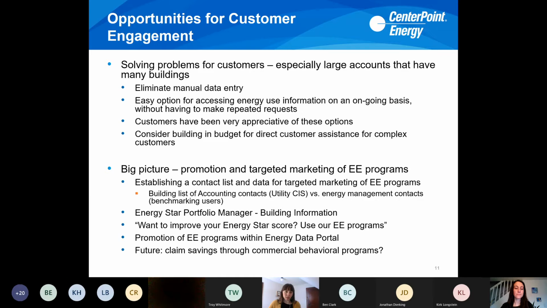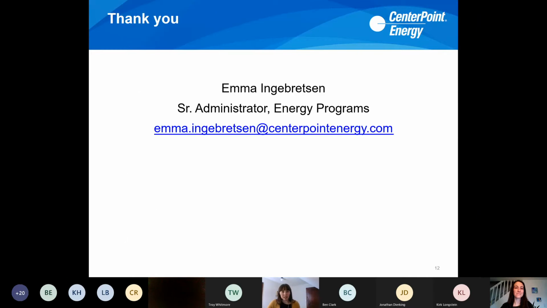And there's a way within our portal to promote our energy efficiency programs directly through links and widgets. And in the future, we're looking at how we can actually claim energy use savings through our portal. But that is a little bit down the road. We're not quite there yet. So I think that's all I have. Feel free to contact me with any questions or further conversation.